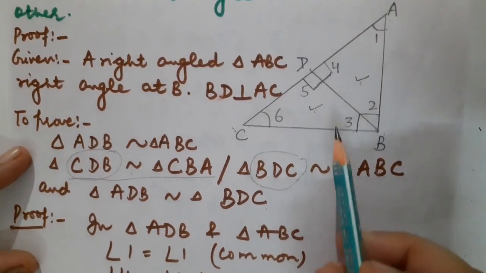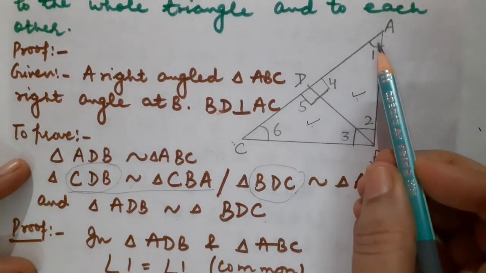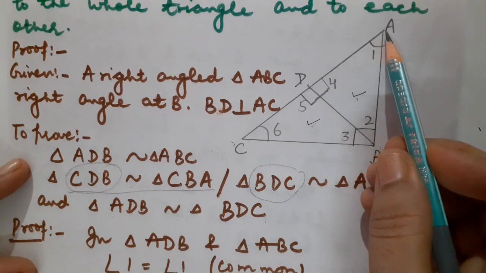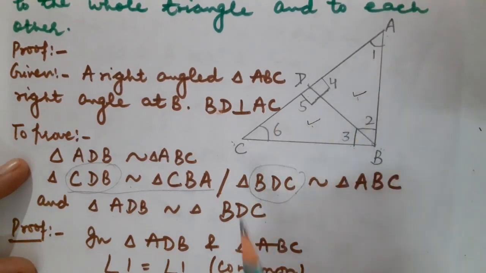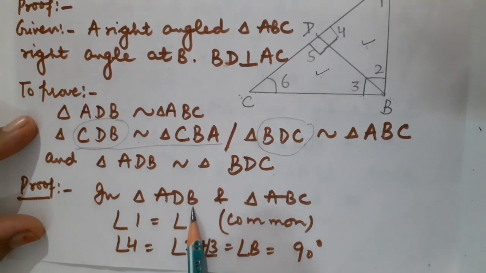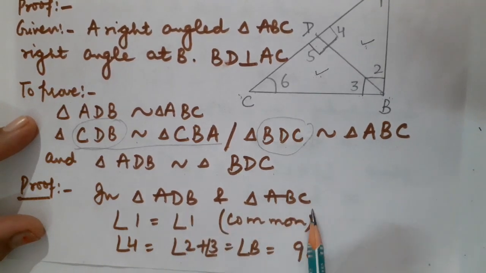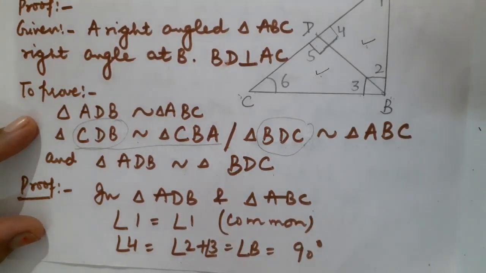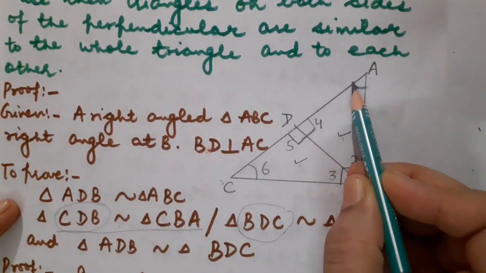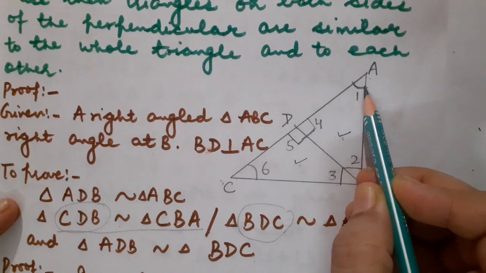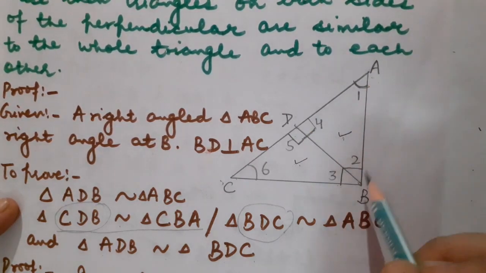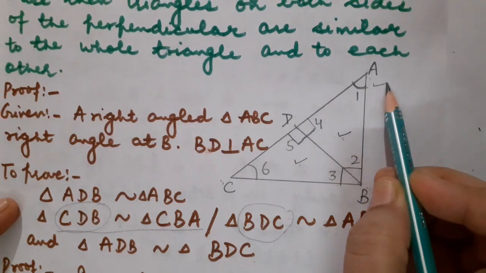First of all, I am going to prove that this smaller triangle, that is triangle ADB, is similar to the bigger triangle, that is triangle ABC. Correct? So here I have taken triangle ADB and triangle ABC. Please have a look, children. This angle A is common in both. In which two triangles? Triangle ADB and triangle ABC. So angle 1 is common.